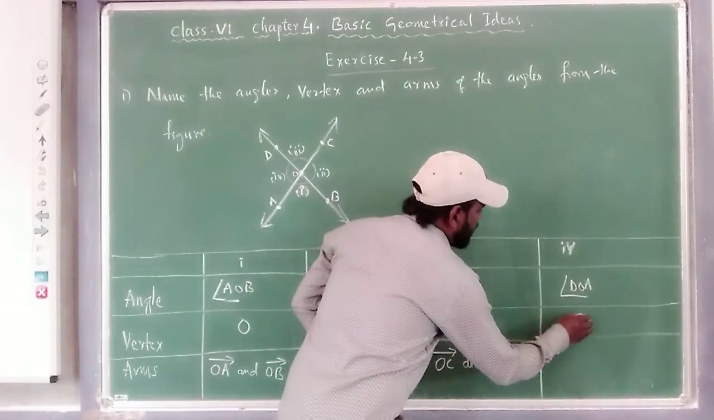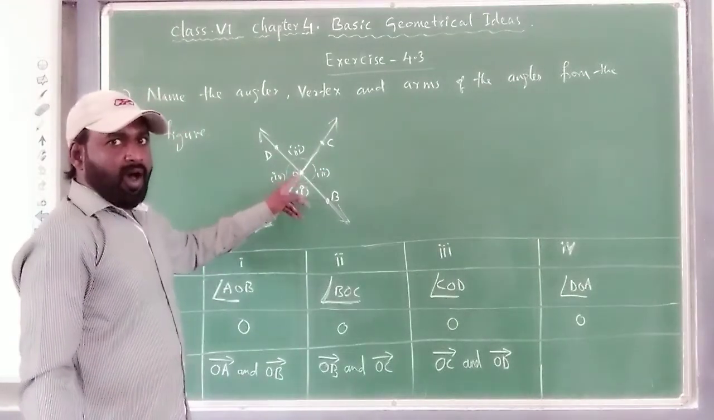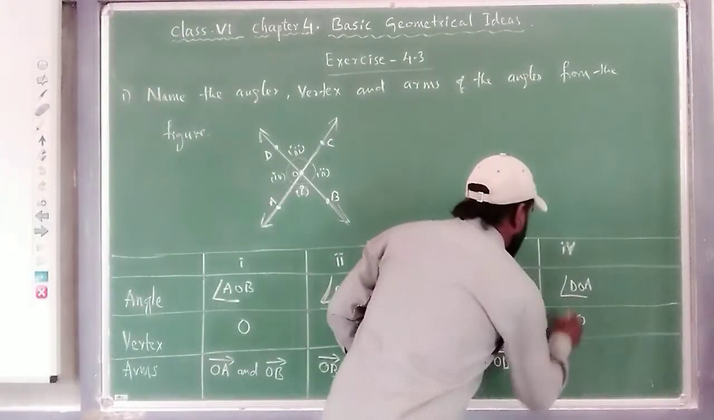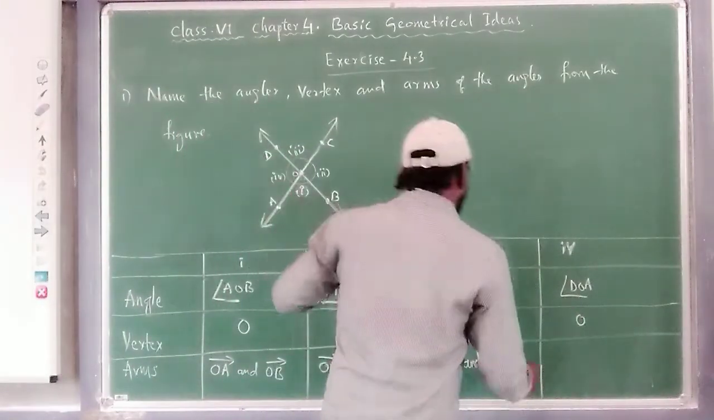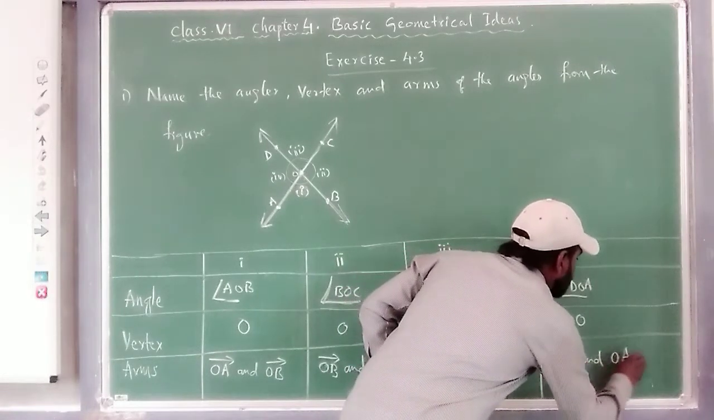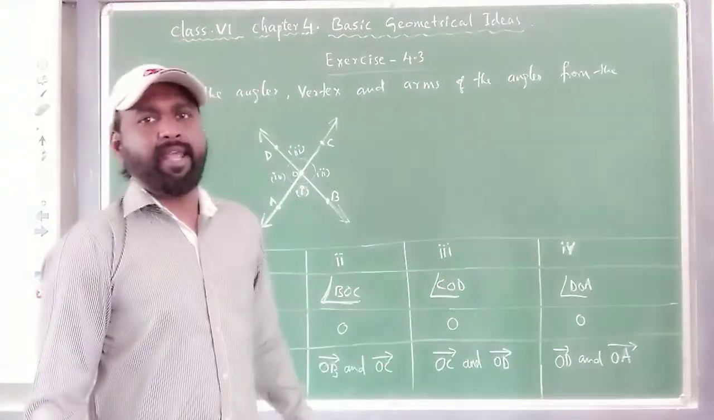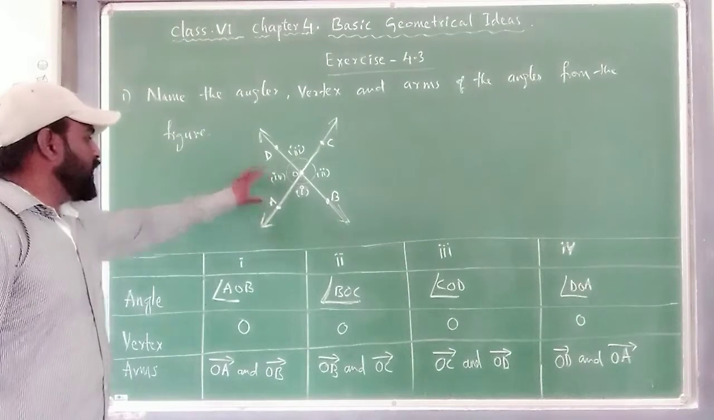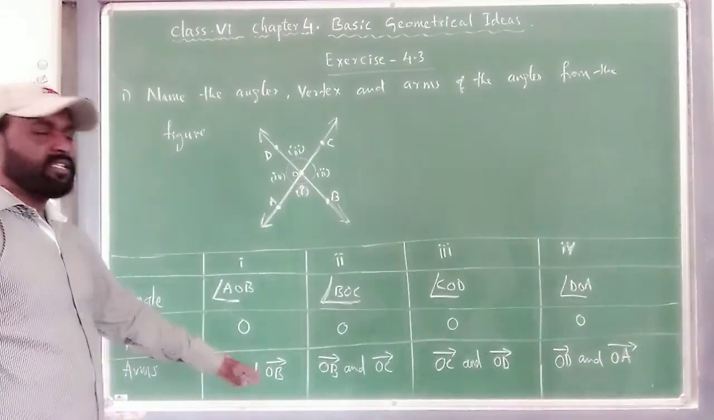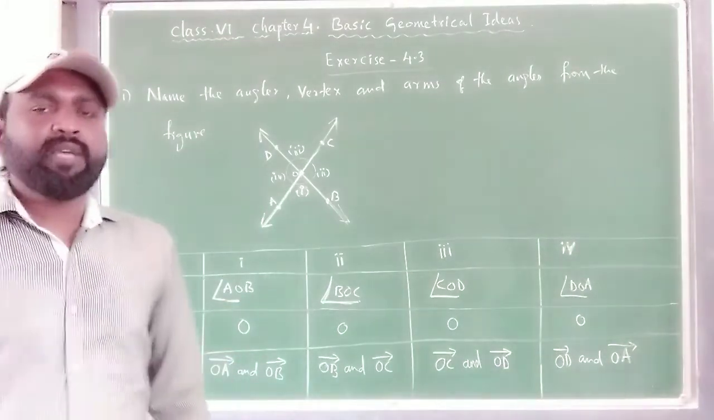The common vertex is the same for all four angles, because this is the intersection point of the two lines. All the rays start from this point only. So O is the vertex and the other two arms are OD and OA. Arms you always represent with a one-sided arrow mark, which indicates a ray. So by looking at this figure, we identified all four angles, the common vertex, and the rays forming the angles. So this table has been finished.